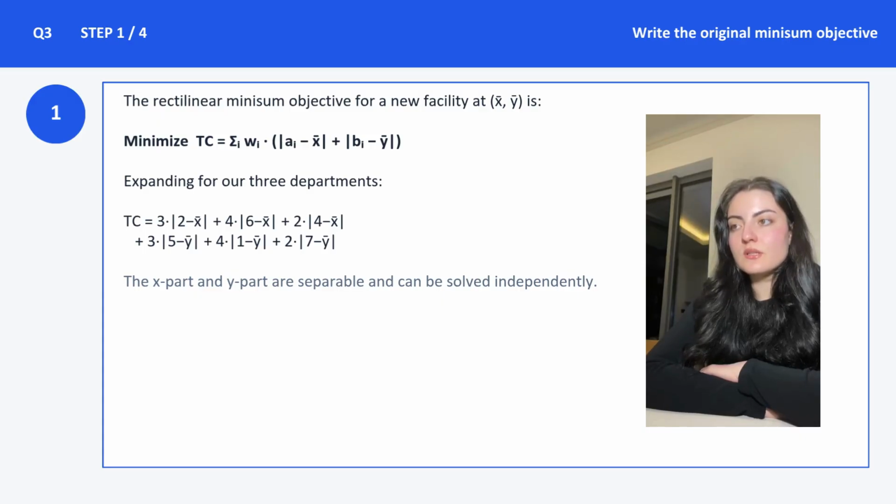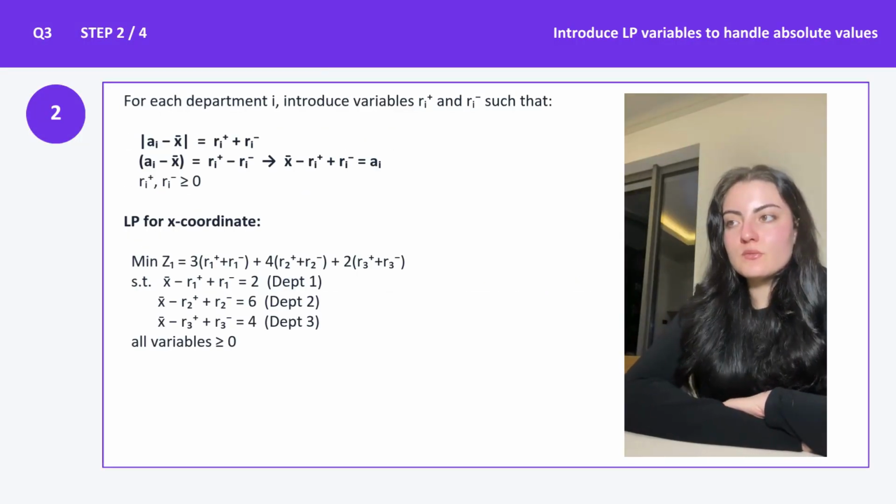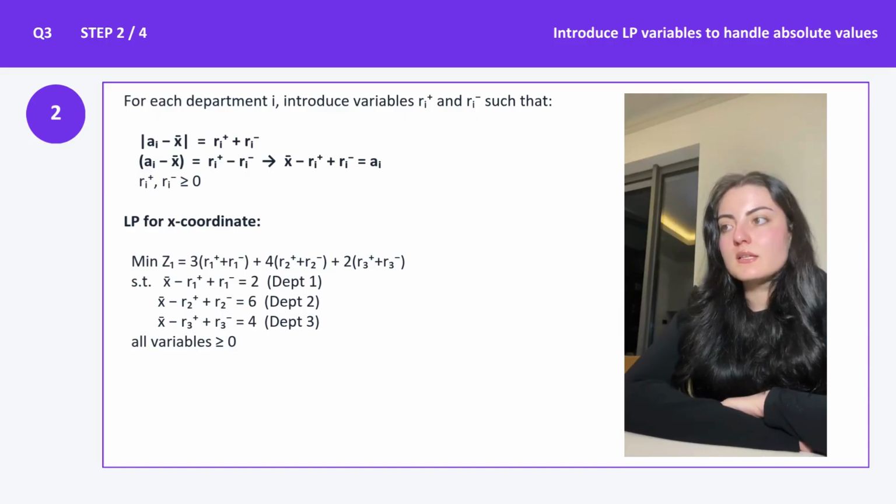We want to minimize the total weighted rectilinear distance between the new facility and the existing departments. An important point here is the x part and the y part are separable, so they can be modeled independently, but the absolute values still need to be transformed before we can write a linear programming model. To handle the absolute values in the x direction, we introduce two non-negative variables for each department, positive and negative deviation variables. These let us rewrite each absolute value term in a linear way while keeping the meaning of the model the same. So this is a key modeling trick that converts the x part into linear programming form.